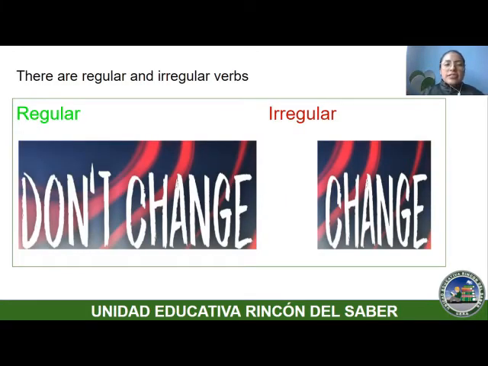It is so important. There are regular verbs and irregular verbs. What is the difference? ¿Cuál es la diferencia? In the case of regular verbs, the form of the verb doesn't change when you conjugate it. Okay? Cuando usted conjuga un verbo regular, la forma del verbo no cambia. But what happens with irregular verbs? In the case of irregular verbs, the form of the verb changes when you conjugate it. Okay? It is the difference.